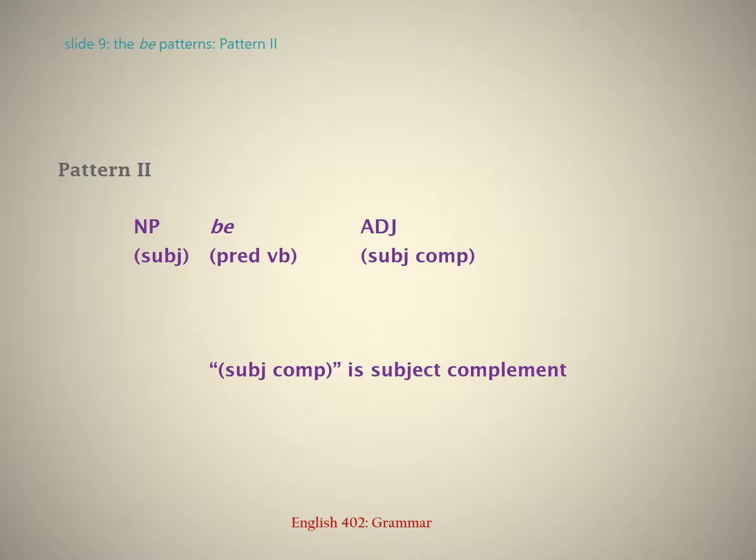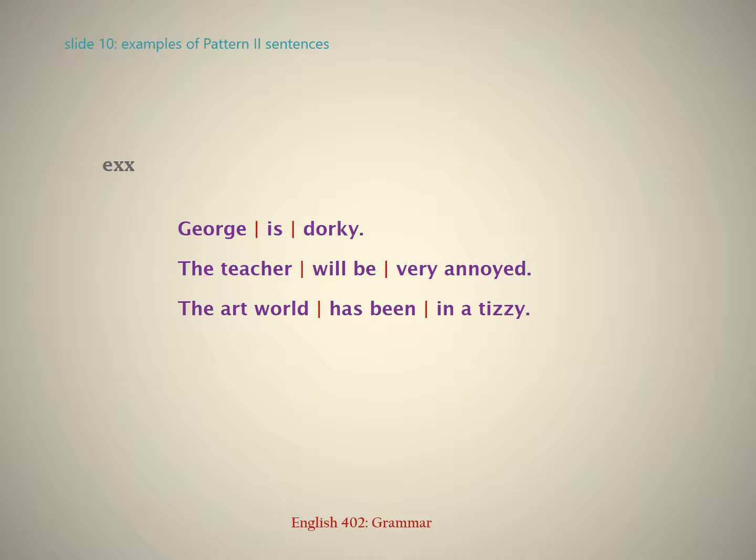Pattern 2. NP as subj, be as predicating verb, adj as subject complement. Examples. George is dorky. The teacher will be very annoyed. The art world has been in a tizzy.